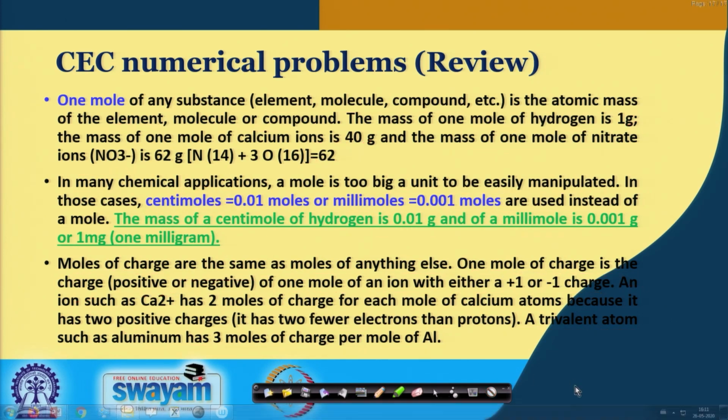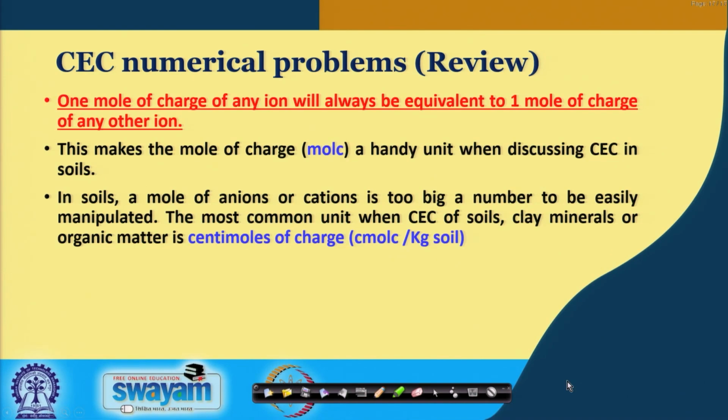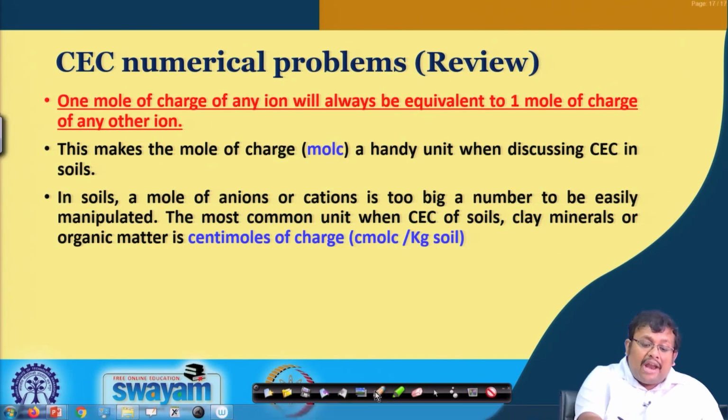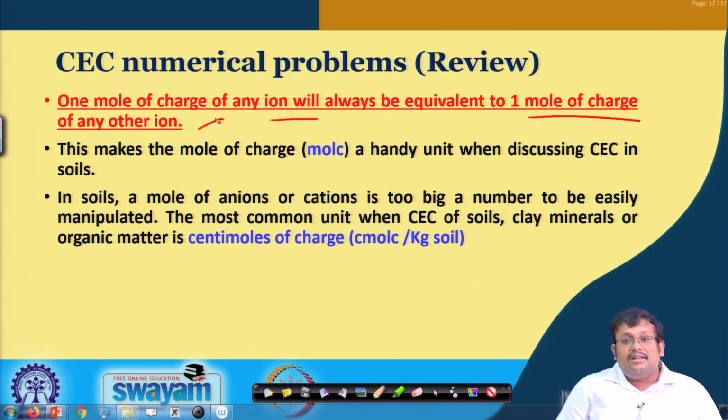Now, the most important rule of thumb for calculating the cation exchange capacity is that 1 mole charge of any ion will always be equivalent to 1 mole charge of any other ion. For example, 1 mole charge of calcium will always be equal to 1 mole charge of aluminum. Remember, I am talking about 1 mole charge, not 1 mole. So, 1 mole charge of any ion will always be equivalent to 1 mole charge of any other ion, irrespective of their valency.